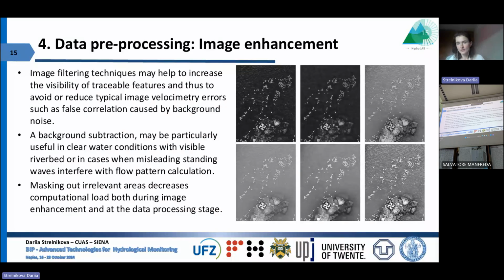Then, when this is done, we come to the stage of image enhancement, which includes the application of different filters, which help us to make tracers more visible and get rid of the noise that we do not need. But also at this stage, we mask out the areas which are irrelevant for our analysis. This masking out, of course, has to be done after the stabilization, because if we mask out something in an unstable footage, then after we stabilize, something will be masked out despite the fact that it was actually the flow that we're interested in.